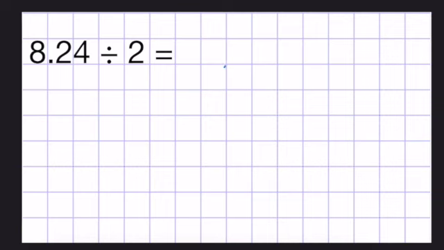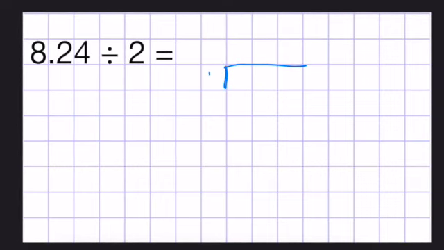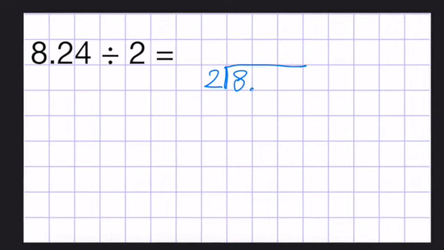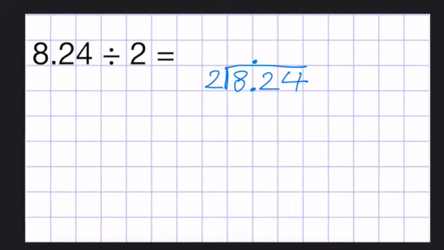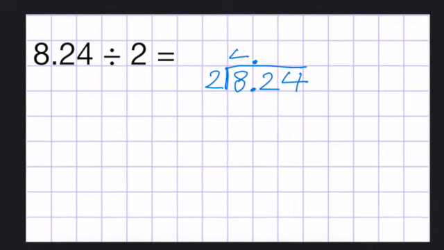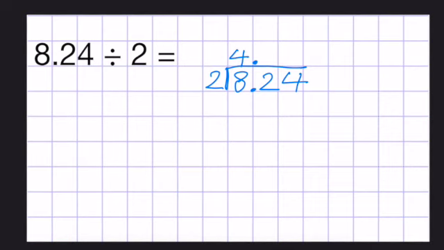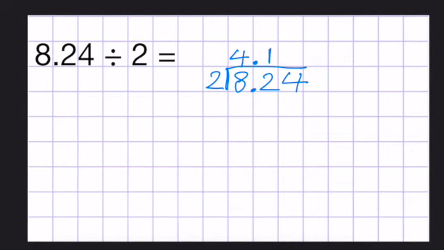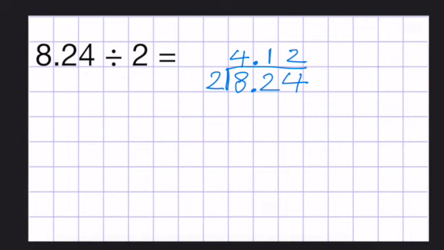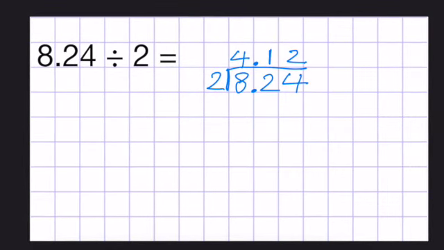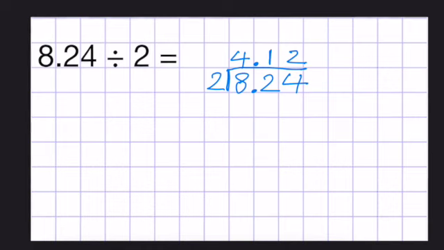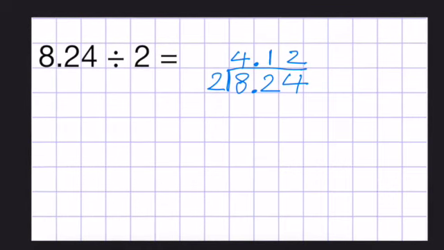Okay, so 2 here, 8.24. Decimal point above. 2 goes into 8 4 times. 2 goes into 2 1 time, and 2 goes into 4 2 times. So the answer is 4.12. And if you do 4.12 multiplied by 2, you will get 8.24.